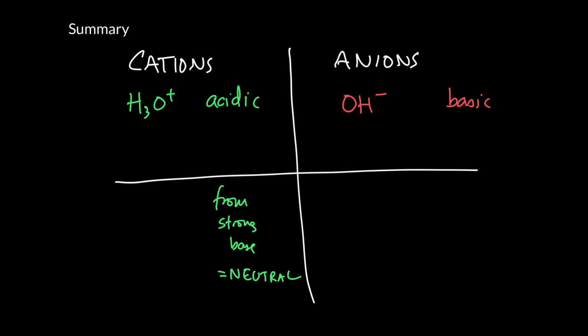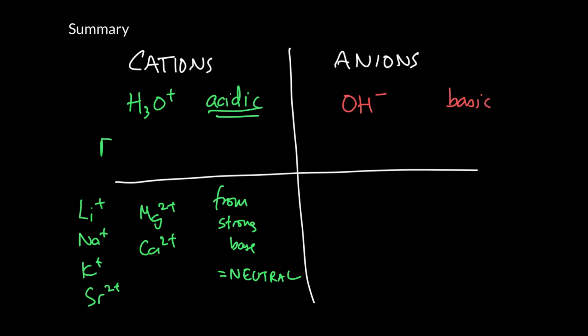Okay, now there's not too many strong bases. So you've got lithium hydroxide, sodium hydroxide, potassium hydroxide, strontium, magnesium, and calcium hydroxide. So if it's any one of these, it's going to be neutral. Otherwise, it's going to be acidic. So any other cation you like, like iron 2, or aluminum, or vanadium, or whatever your favorite cation may be, it's going to be acidic otherwise.